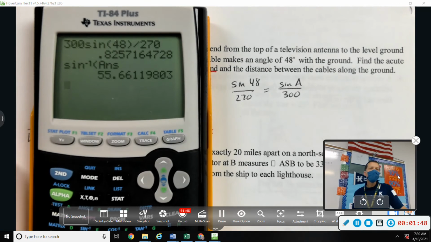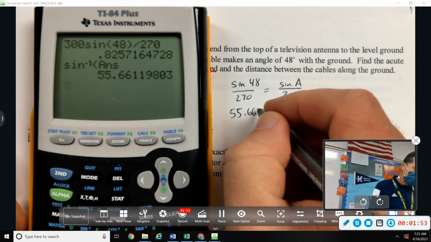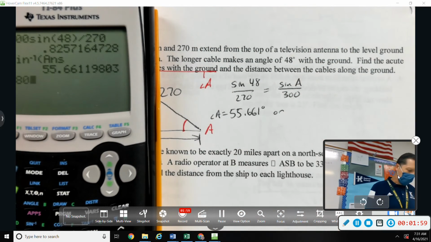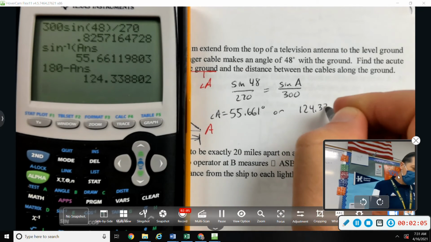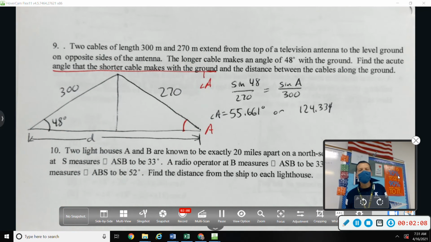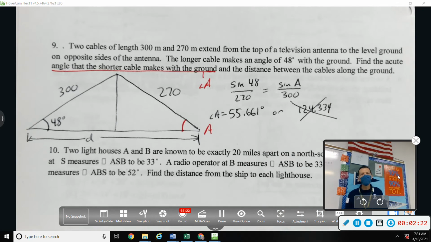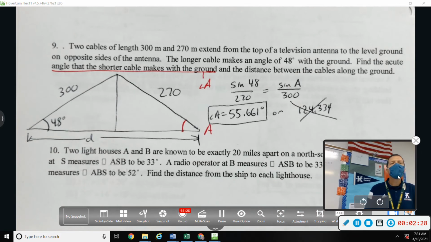And I better be careful because anytime I do inverse sine, I have to think about that there might be another answer. 180 minus the answer. Now, look at my picture. Which one of those answers do we think is right? 55 or 124? 55. 124 doesn't make sense. So sometimes, especially in word problems, you can easily make sense of the ambiguous case. So there's my first answer.